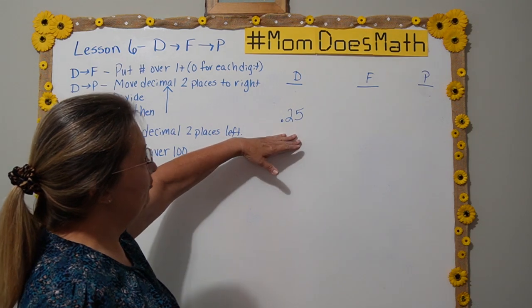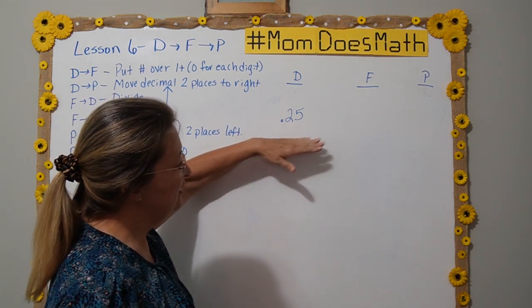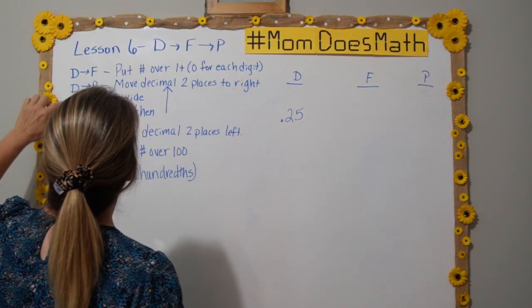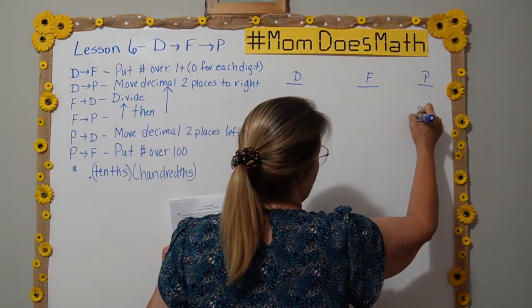Okay, for this problem, we have 0.25 in the decimal column. So how do you change 0.25? Let's go to percent first, because that's easy. Decimal to percent, you're just moving your decimal 2 places to the right. So that's going to be 25%.